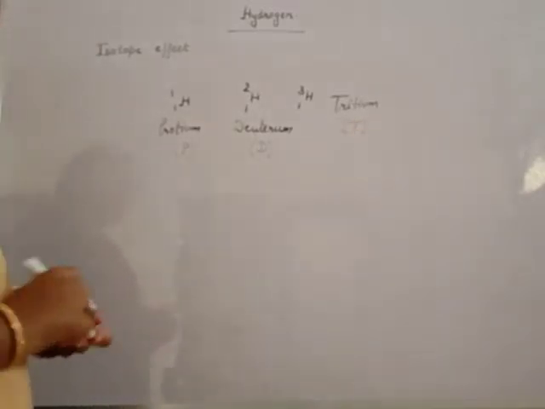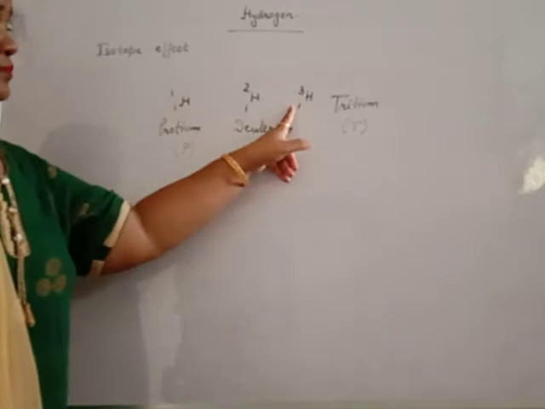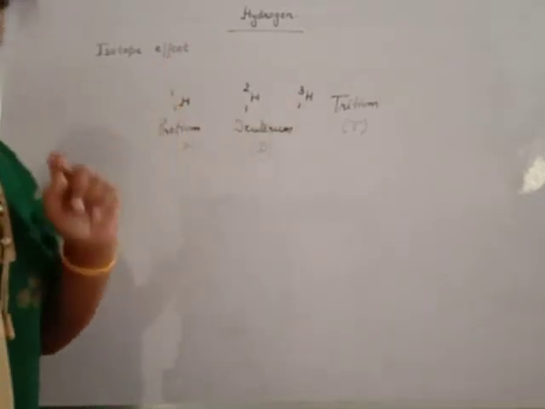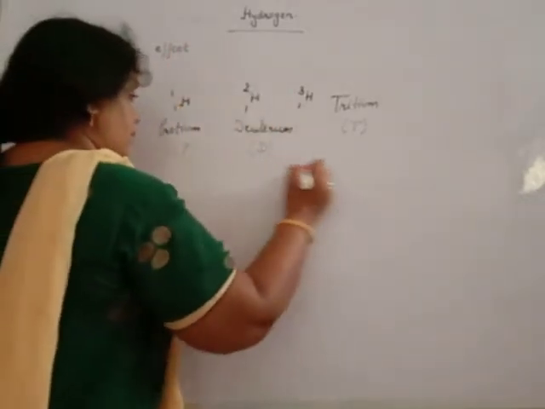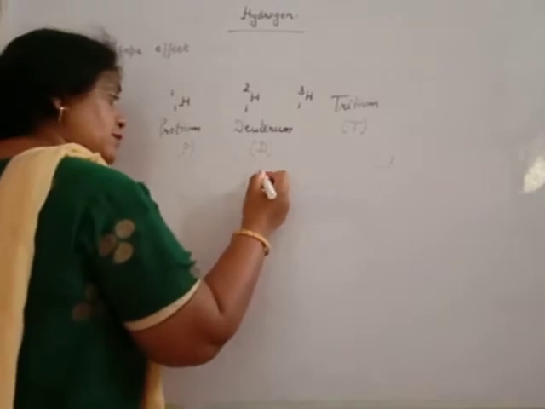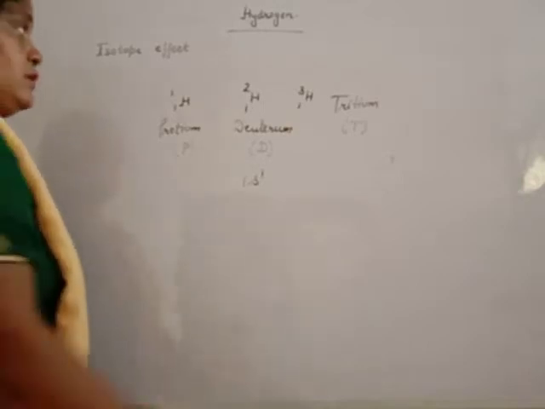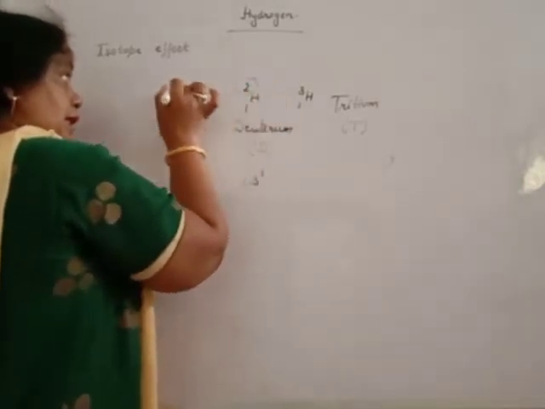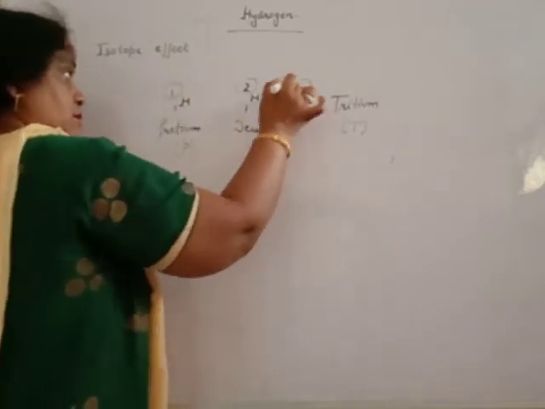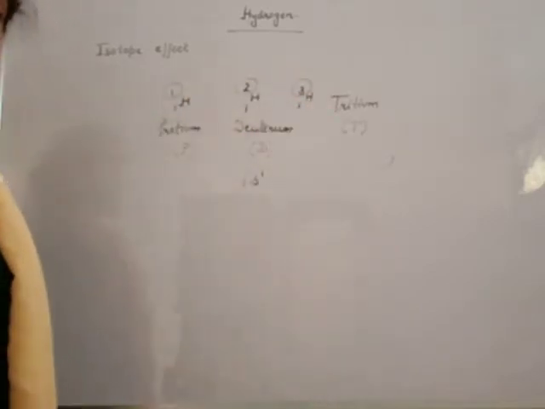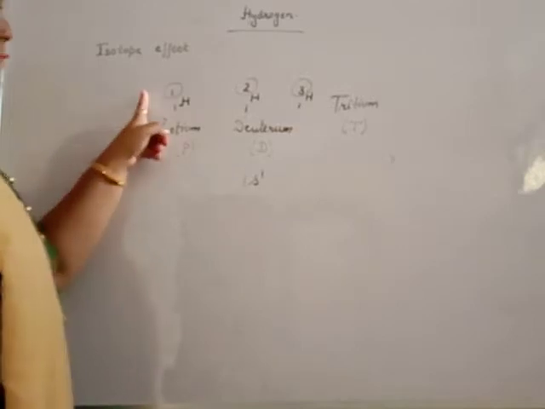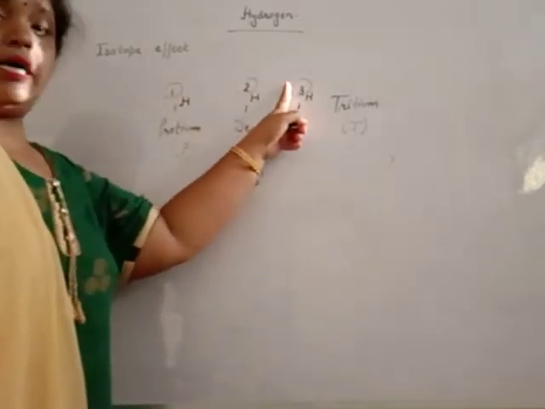Each hydrogen has atomic number 1, one outermost electron, and electronic configuration 1s1. That means they have similar chemical properties. But some of the properties that depend upon the atomic mass are different.